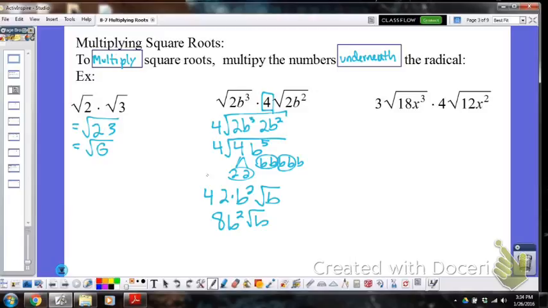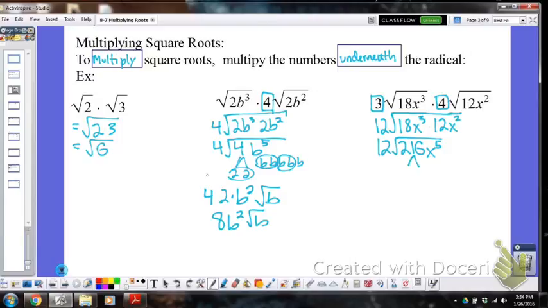And the last one, we have 3 root 18x cubed times 4 root 12x squared. The first thing we're going to do is multiply our 3 by our 4. That'll give us 12. And then we'll multiply what is underneath each of the radicals. So we'll have 12 times 18 times 12, which is 216. Then x to the power of 3 times x squared is x to the power of 5. Let's go ahead and simplify what's underneath our root.